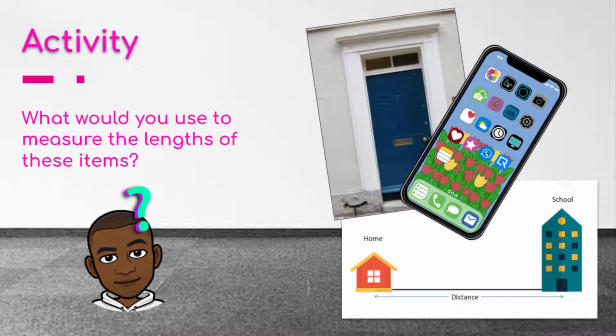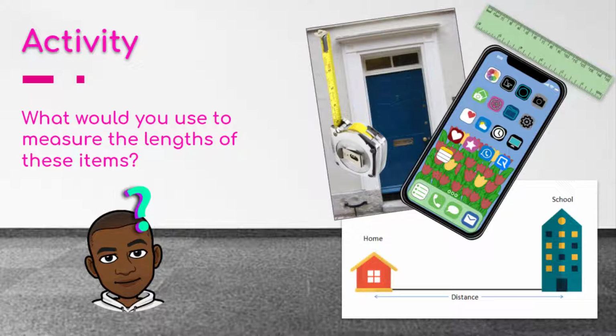Well, when we spoke about the height of the door, it seems that a meter rule or a tape measure would be best. For the length of the side of your phone, you may have thought of using a small ruler. And for the distance from your home to school, a trundle wheel would be best. These are some appropriate tools to measure length.